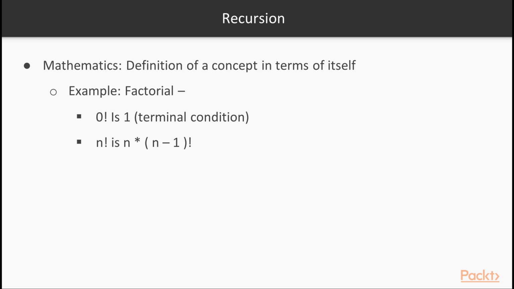For instance, the definition of factorial is that 0 factorial is 1 and n factorial is n times n minus 1 factorial. Notice that in the recursive definition, there is always a terminal condition. If there was no terminal condition, the recursive definition would never end, just like an infinite loop with no exit condition. In software development, a recursive function is a function that calls itself.